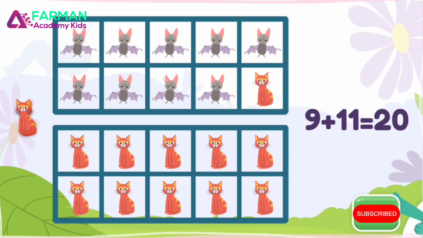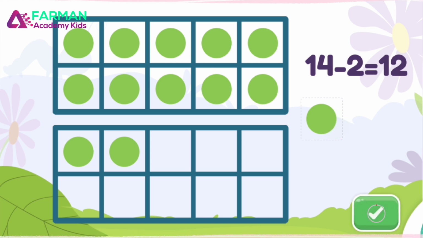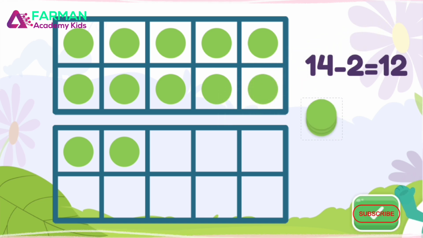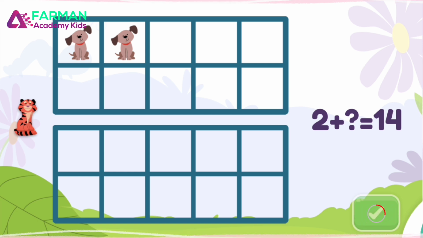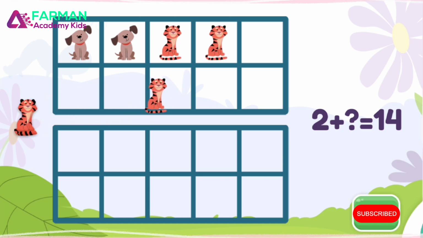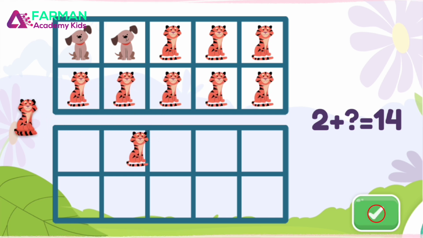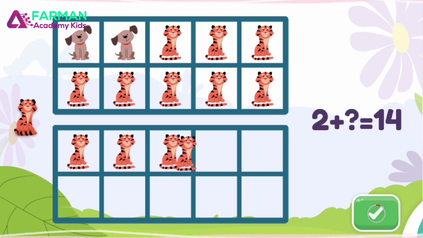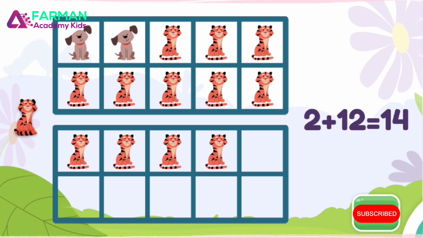What is 14 minus 2? Yay! 14 minus 2 equals 12. Add the correct number of animals to solve the equation. Two plus 12 equals 14. This is another way of solving 14 minus 2.